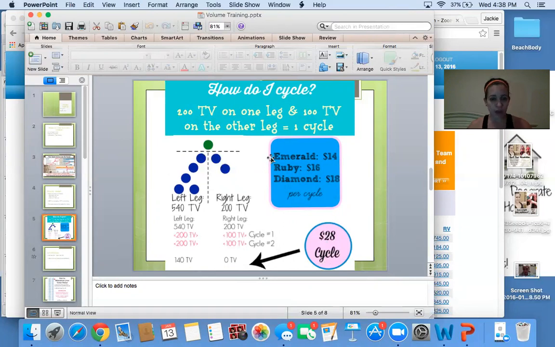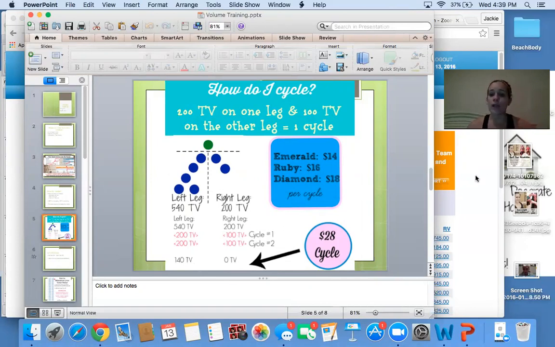If this person was a ruby coach, they would have made $32 off of those 2 cycles. So right here, I can no longer subtract 100. There is no volume left, so I can't cycle anymore this week. Even if this said 50, even if this said 99, I would not be able to cycle anymore because I need to have at least 100 on this side in order to continue to cycle.